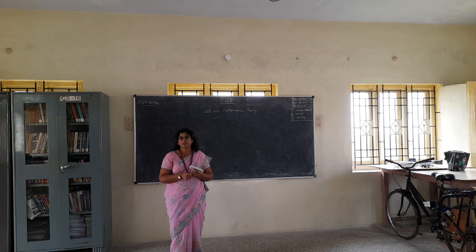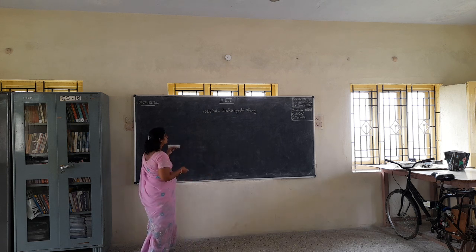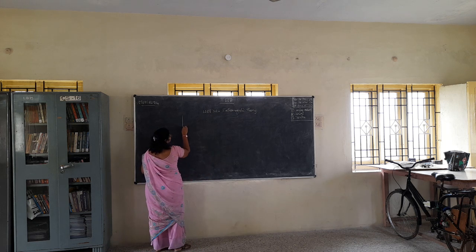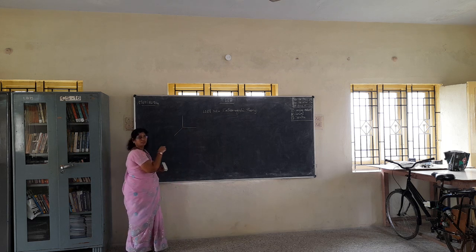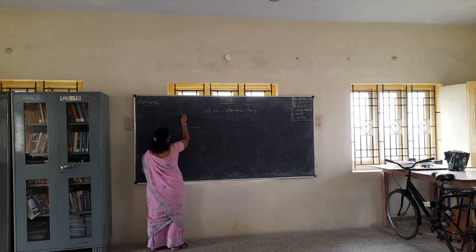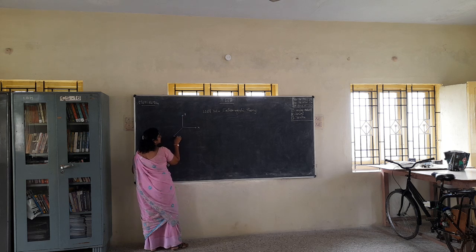called as a two-dimensional view. For a three-dimensional view, what do we need? We need three axes: x, y, z. So x-axis, y-axis, z-axis.